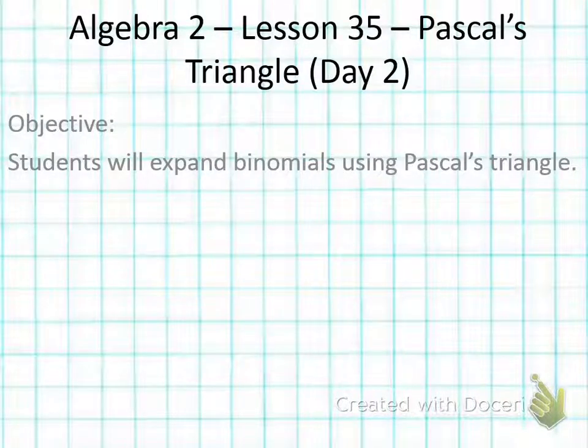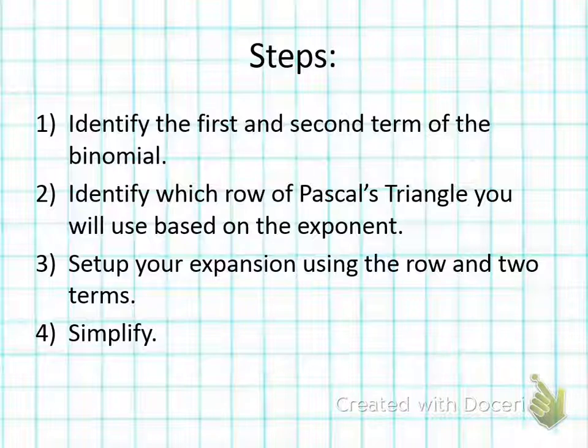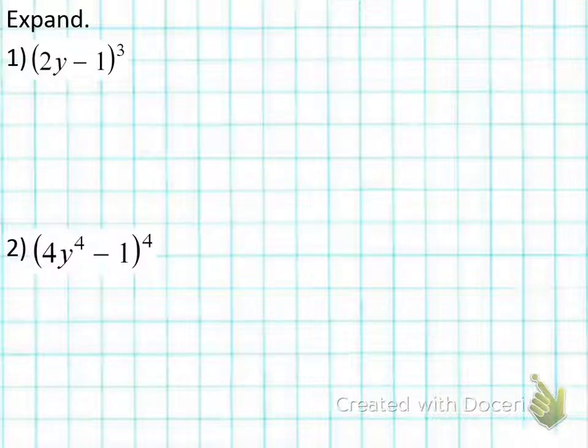Okay, this is lesson 35, Pascal's triangle, day 2. Same thing as yesterday on the last lesson, except it's just going to be harder, okay? But we're using the patterns of Pascal's triangle to solve long binomial multiplication problems quickly, okay? And as long as you stay organized, working in chunks, you'll be fine, okay? So the steps are here, just like yesterday. Here are numbers 1 and 2.